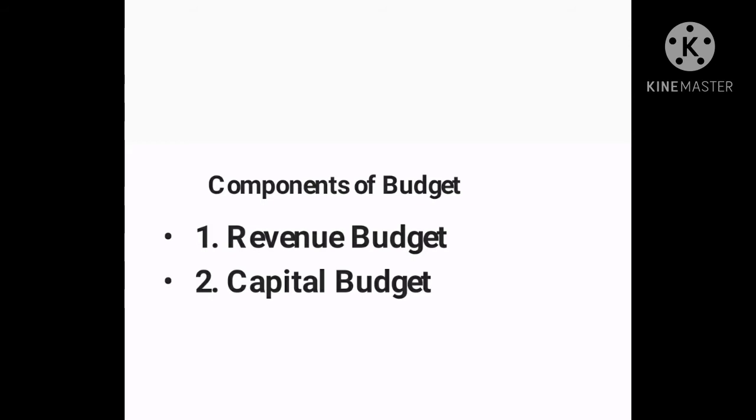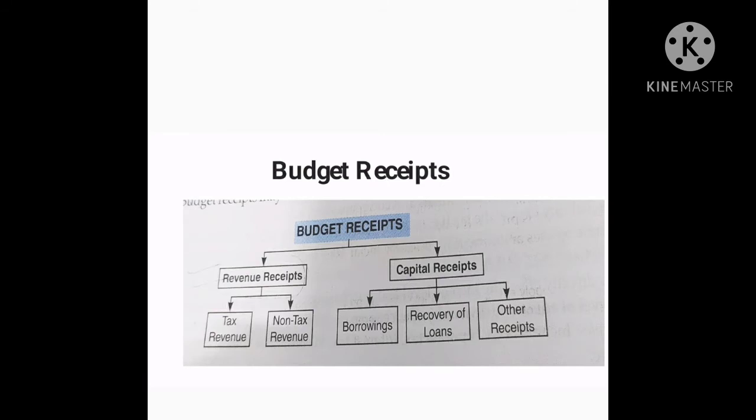Capital budgeting comprises two words, capital and budget. It implies setting targets for projects or schemes to ensure maximum profitability. Now, budget receipts. It includes two types of receipts, revenue and capital. Revenue receipts include tax revenue and non-tax revenue, and capital receipts include borrowings, recovery of loans, and other receipts.